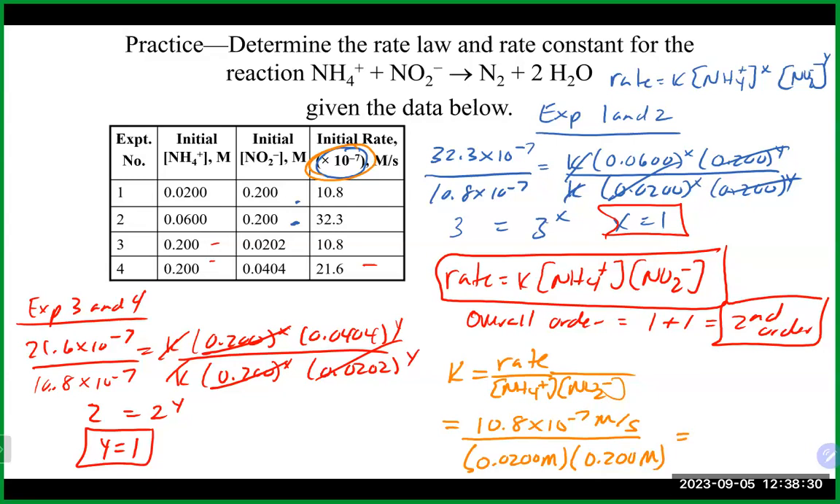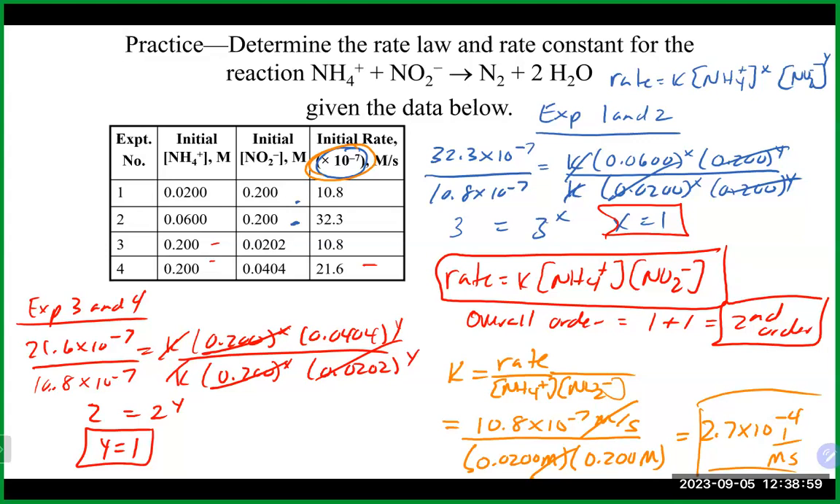Going to give us 10.8 times 10 to the minus 7 divided by 0.02 and divided by 0.2. Looks like you got something like 2.7 times 10 to the minus 4 units here. Again, molarity on top and bottom will cancel, giving us our 1 over molar seconds, like we've seen a number of times at this point for our second order reaction.